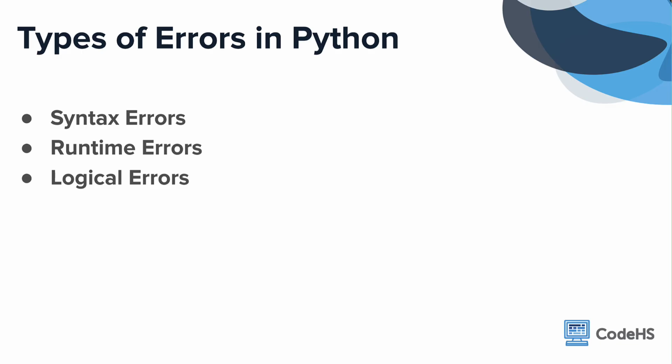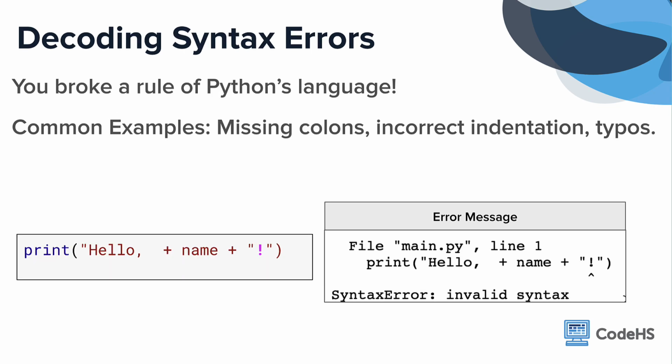Let's take a deeper dive by exploring the three main types of errors in Python. In Python, errors generally fall into three categories: syntax errors, runtime errors, and logical errors. Syntax errors are like grammatical mistakes in our code.